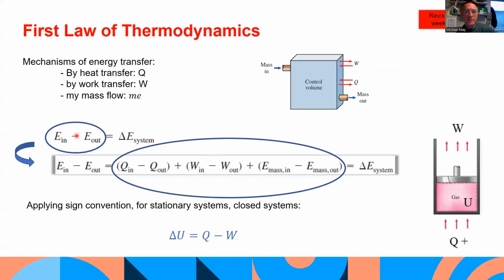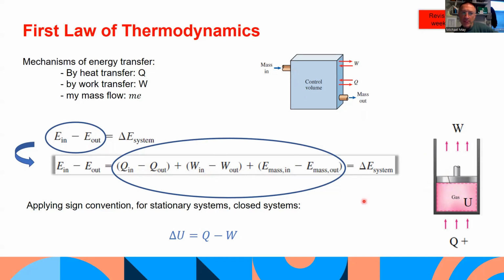So now we look at the other side of the equation, the energy in and the energy out. And we know that that can come in three forms: heat, work, or mass flow. In open systems, we're dealing with mass flow, but in closed systems like the piston cylinder system, there's no mass flow. The working fluid's not coming in or leaving the system and crossing the boundary.